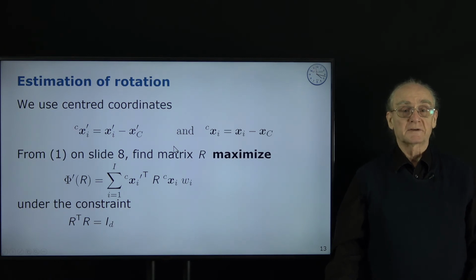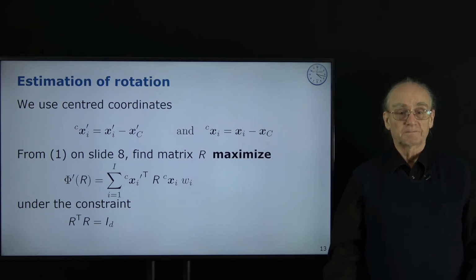So what is left is the estimation of the rotation. Here we use the centered coordinates. That means the given coordinates minus their center.